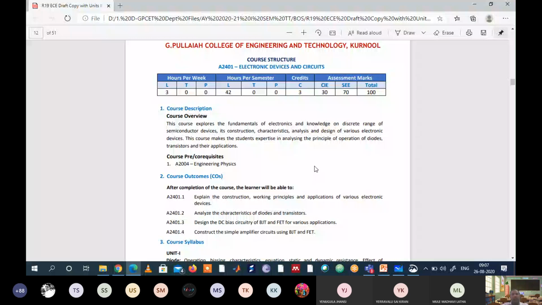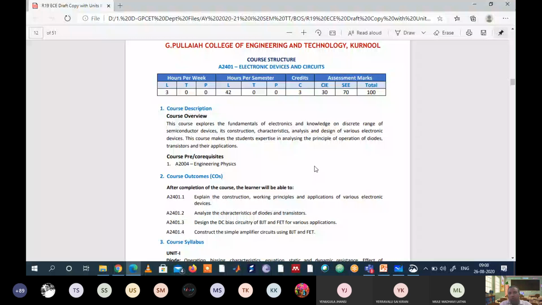After completion of the course, the learner or the student will be able to explain the construction, working principles, and applications of various electronic devices. What are various electronic devices? As I just told you, it may be diode, BJT, vacuum tube, or FET, MOSFET, operational amplifier. So these are all called course outcomes.